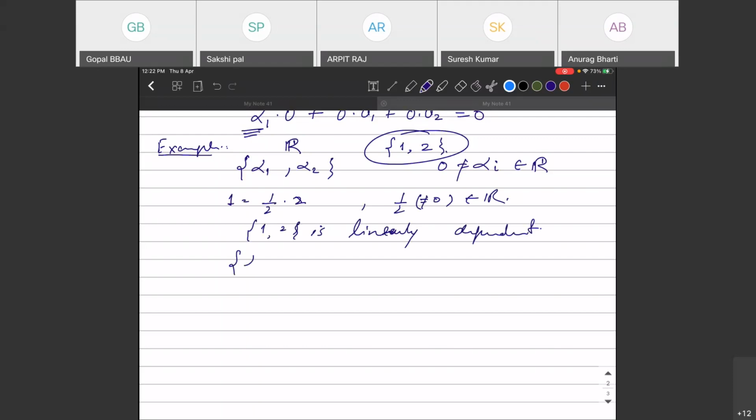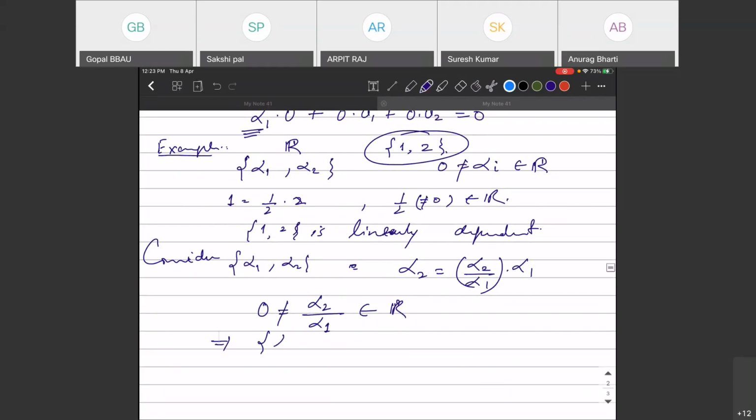Okay. Similarly, alpha 1, alpha 2, both are non-zero real numbers. So consider this. Take alpha 2, you can write alpha 2 in terms of alpha 1 like this. Here, since alpha 1 is non-zero, this is a well defined scalar, it belongs to R, and since alpha 2 is non-zero, this is non-zero. So this implies alpha 1, alpha 2 are linearly dependent.